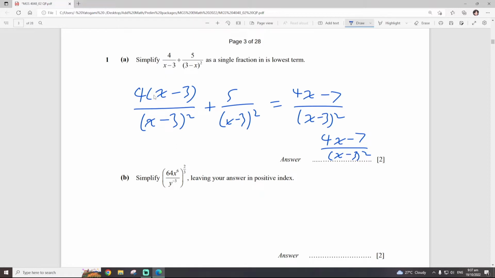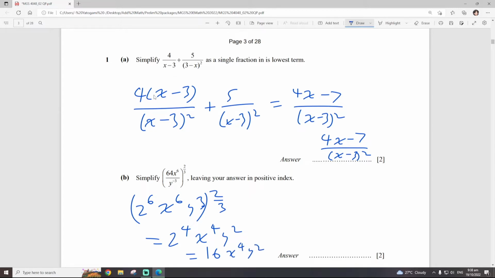Simplify the following, leaving it in the positive indices. So y power negative 3 in the denominator is actually y cubed. So we get 2 power 6, 64 is 2 to the power of 6, x to the power of 6, and y cubed. And I'm going to raise this to the power of 2 over 3. So multiply each of the powers by 2 over 3. So you get 2 to the power of 4, x to the power of 4 and y squared, and 2 to the power of 4 is 16. So you have 16 x power 4 y squared.